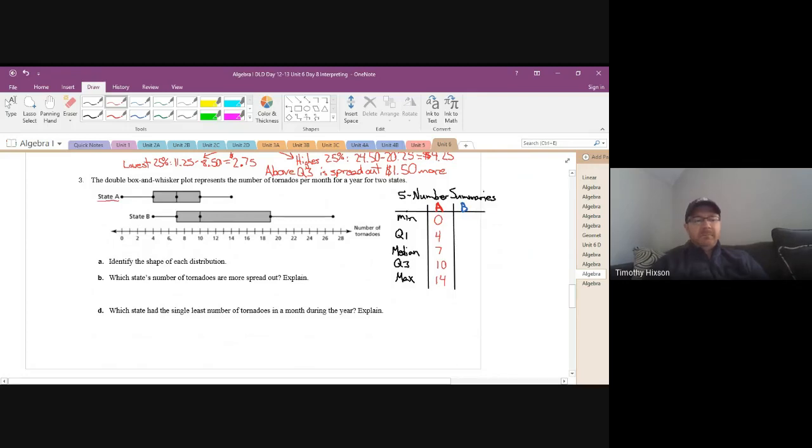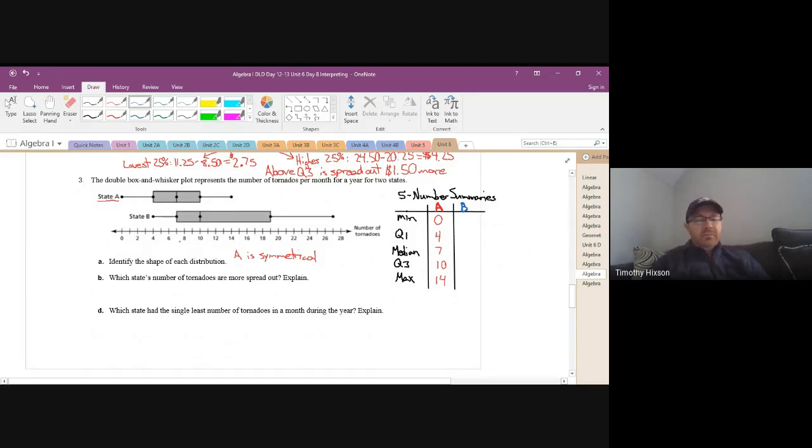tornadoes. Okay. Now, if you look at that, we can see the shape of state A. A is relatively symmetrical. Just by looking at it, you can see here this whisker is about the same length. Actually, it's exactly the same length as the other whisker.